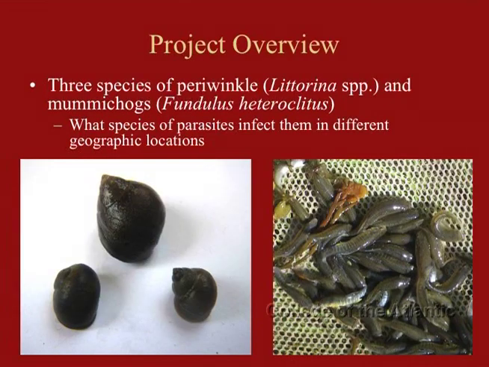So for some of these reasons, the general importance of understanding parasite-host relationships and understanding the ecology of organisms, including humans, I chose to look at parasites for my senior project. I looked at the parasites of three species of periwinkle, Littorina, which are the small snails shown on the left, and in mummichogs, Fundulus heteroclitus, the fish shown in the net on the right. What I was doing was comparing what species of parasite are present in these organisms and how common the infection is among different geographic locations.